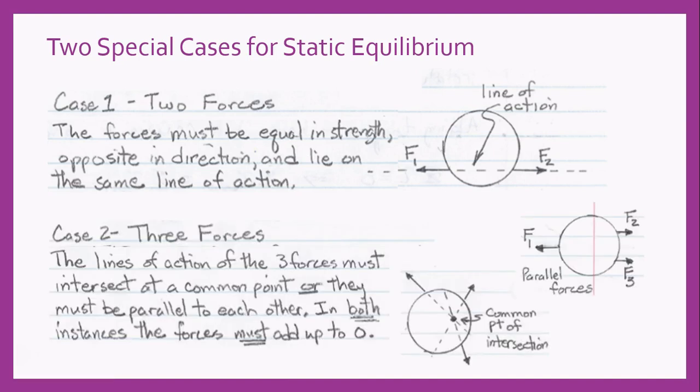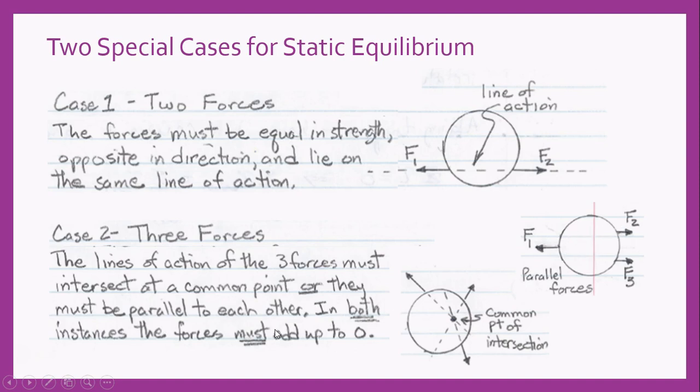Our second case involves three forces, and here there's two possibilities. The first one is the lines of action of the three forces intersect at a common point. So here's a case where we have three forces, and if we extend their lines of action back through the wheel, we'll see that they intersect at a common point. The other condition is that the forces are all parallel to each other. So here we have three forces. Their lines of action are not going to intersect, but they are parallel to each other.